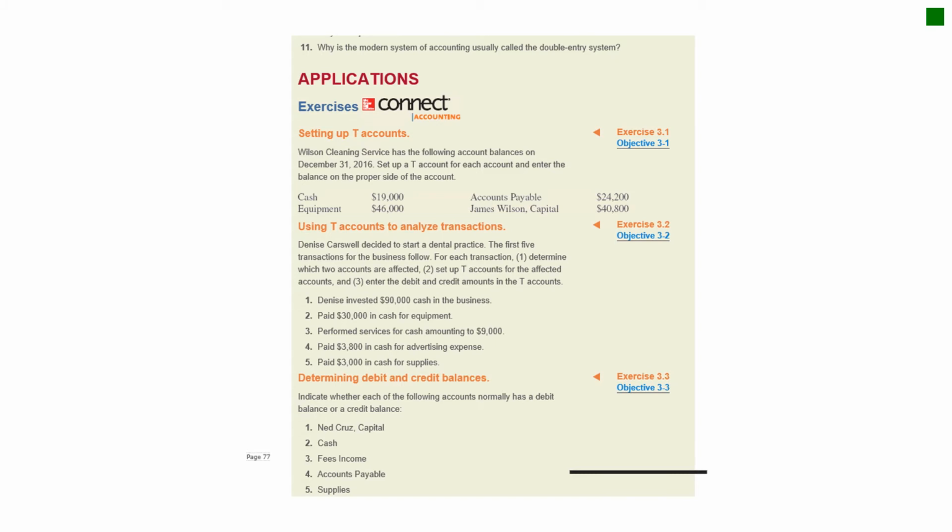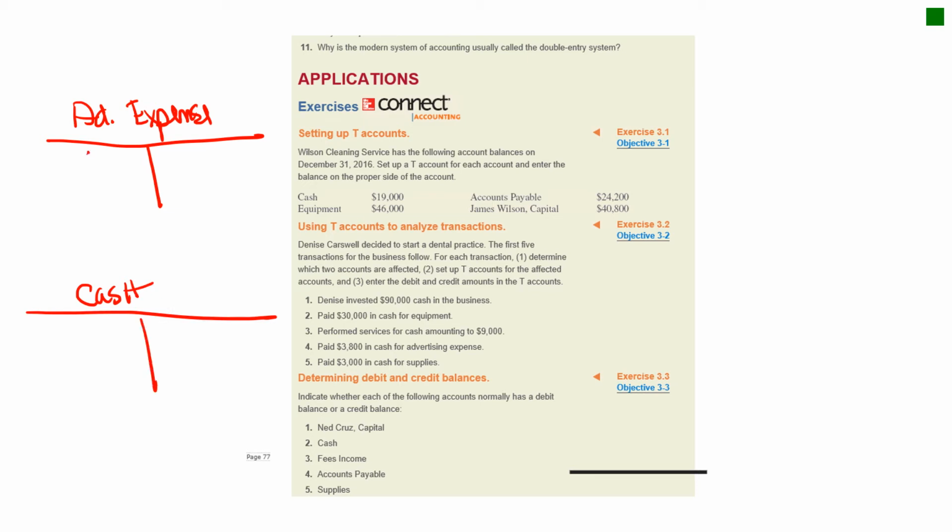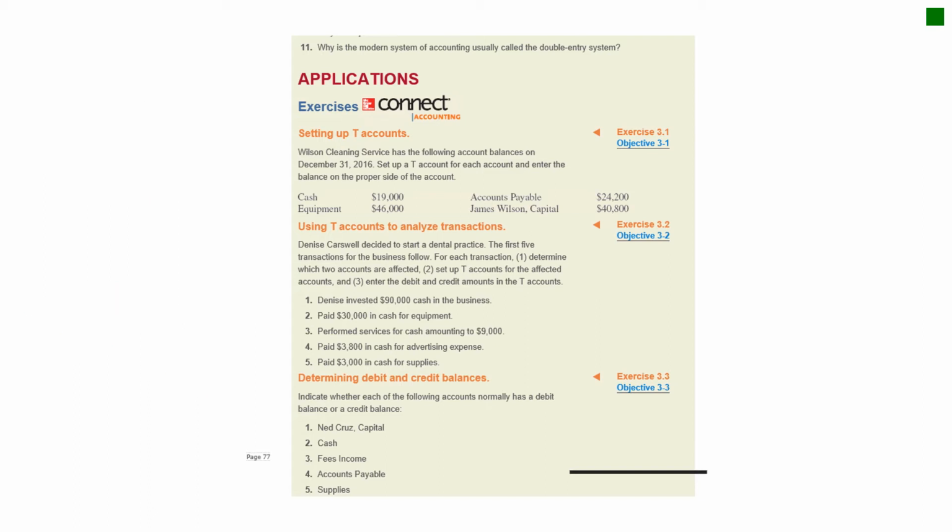Number 4, paid cash for advertising expense. So I'm going to write out advertising expense. There's my T account, and then I'm going to write out cash. There's that T account. So again, we've got your debit and credit. Notice that's always universal. Debit's always left, credit is always right. So we paid cash, we're going to be reducing cash or crediting cash for $3,800, and we're going to be debiting advertising expense because we're increasing our expense. Notice debits equal the credits.